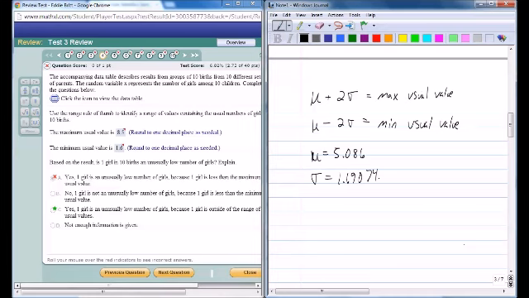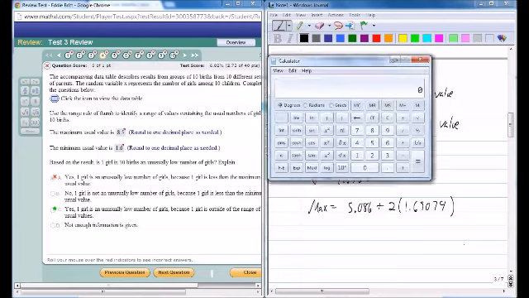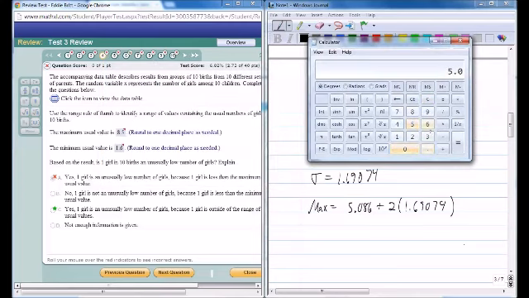the standard deviation. So for the maximum usual value, that's going to be 5.086 plus 2 times 1.69074. Let's see what that is. Notice I put that in parentheses. I do that sometimes just to make sure that the calculator understands exactly what I want to do and it's not trying to do something different.